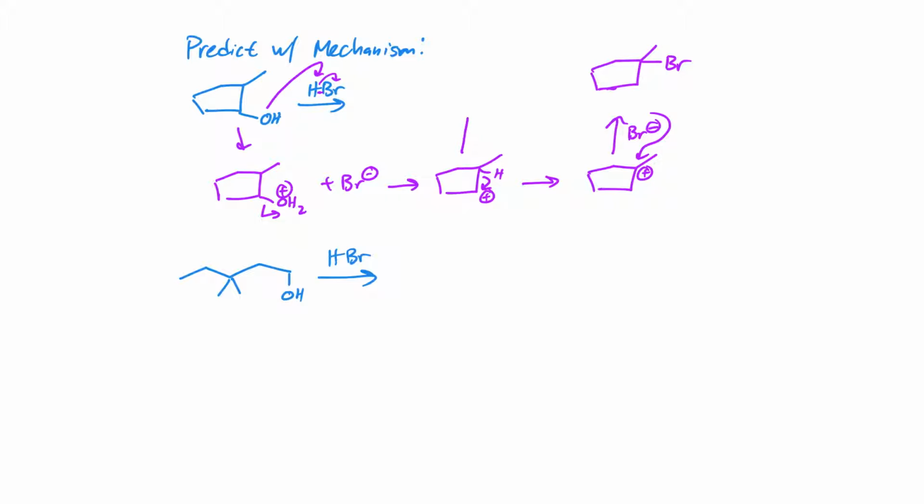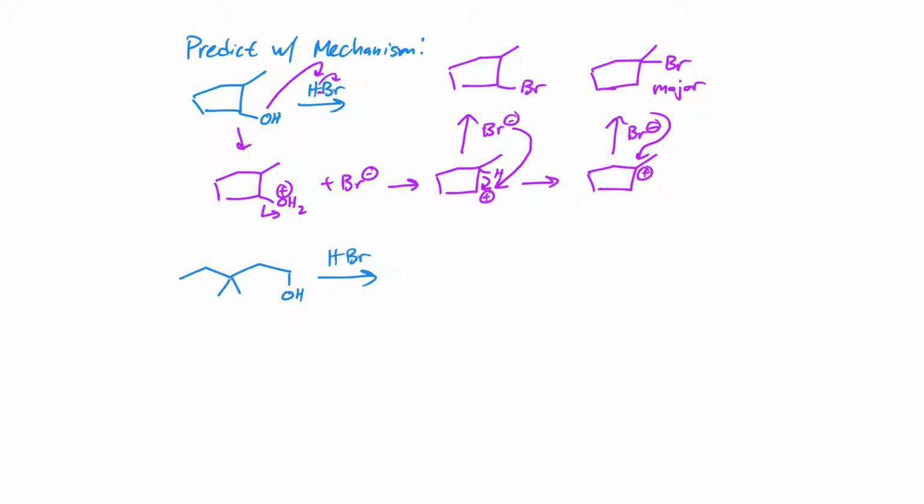We could also have the bromine react with the secondary cation. It's much less likely because that secondary cation probably does not exist for very long, but that would be another possibility. This is probably the major product here.